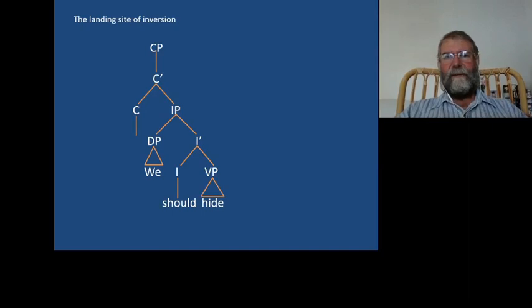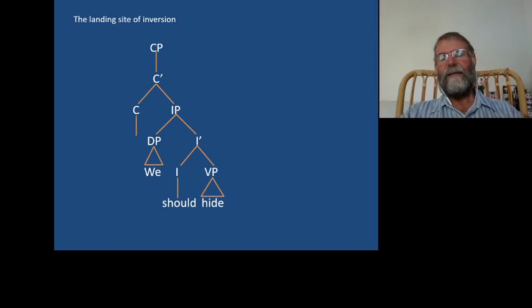Okay, so now let's turn our attention to the landing site of the inversion. We know that the movement has to be short, and it's something that only takes place in a main clause. Well, here's the main clause as we know it. From last week we said all clauses are CPs, so there is a CP built on top of an IP. The IP has all of the normal things in it. It has a subject in its specifier position, it has the head inflection, which could be a modal auxiliary like it is here, or a tense, and then in the complement position we have the VP.